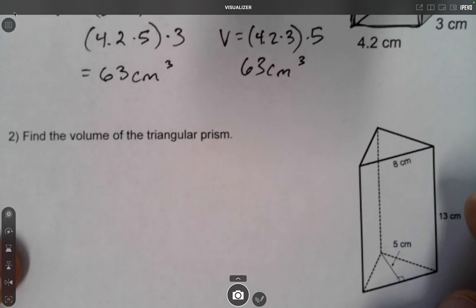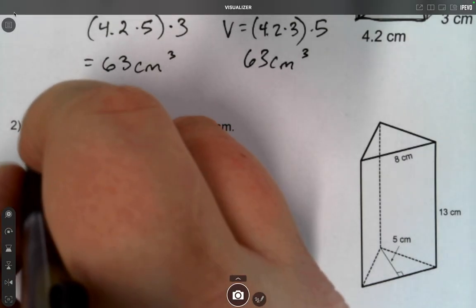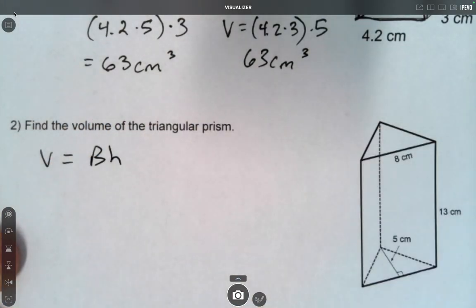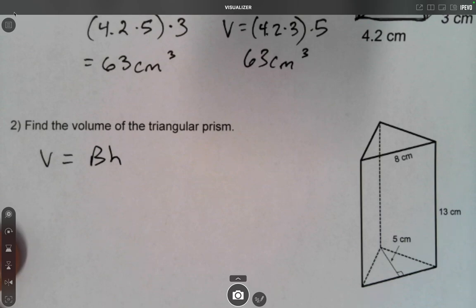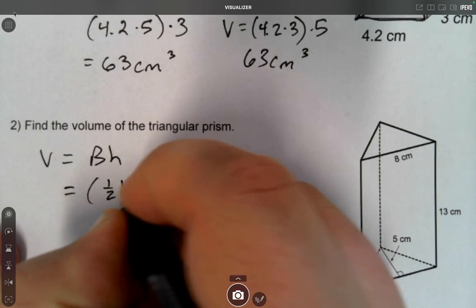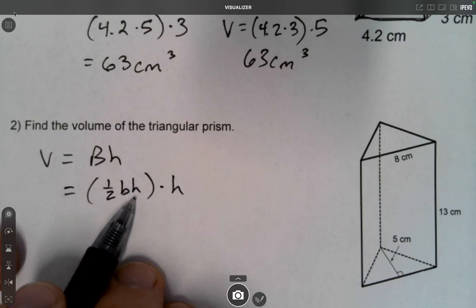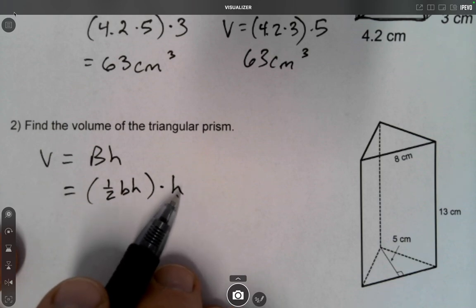However, for other shapes like triangles, well, there's only 2 triangles here, so there's no choice on the base. It has to be the area of the triangle. So again, the volume of all prisms is the area of the base times the height. In this particular case, since we have a triangle, the area of the base is 1/2 times base times height. Now this height inside here is the height of the triangle. This height out here is the height of the whole prism.